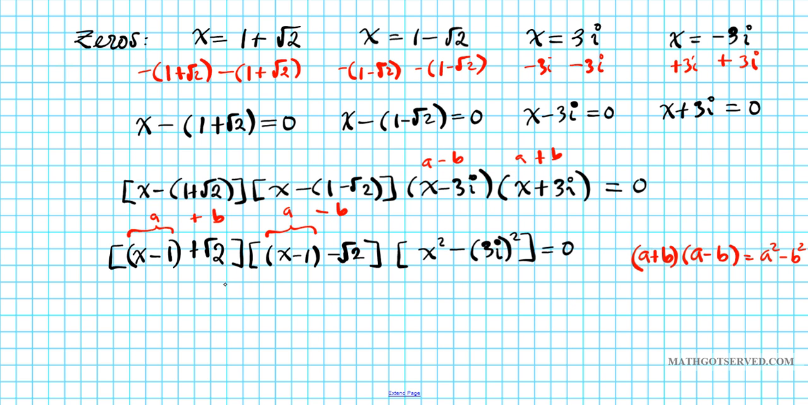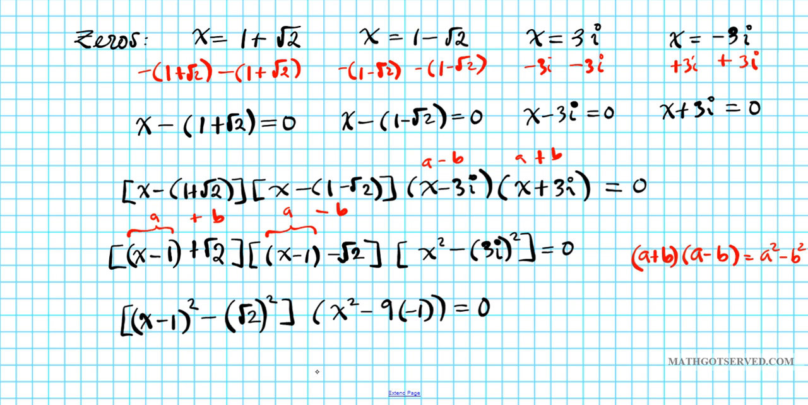Okay, so let's switch our attention back here. We're going to have a squared. A squared is (x minus 1) quantity squared minus b squared, which is root 2 squared. All right, and then here we have, what do we have? We have x squared minus, if you square 3i, you get 9i squared. Now what is i squared? i squared is negative 1. Okay, so you want to remember that. Anytime you square i, you get negative 1 because i is the square root of negative 1.